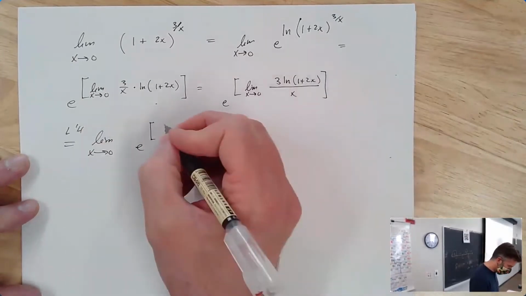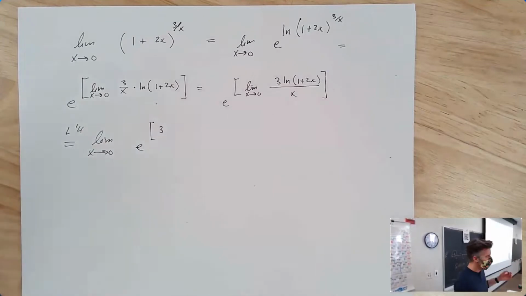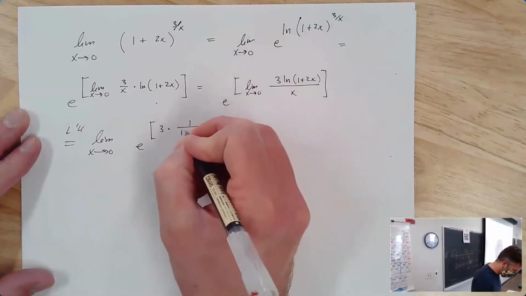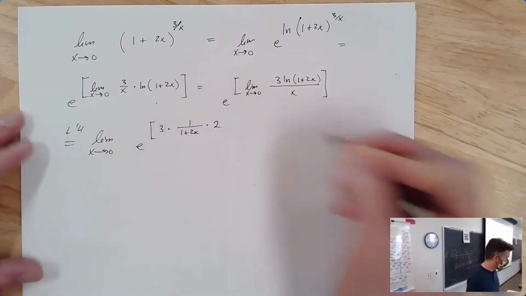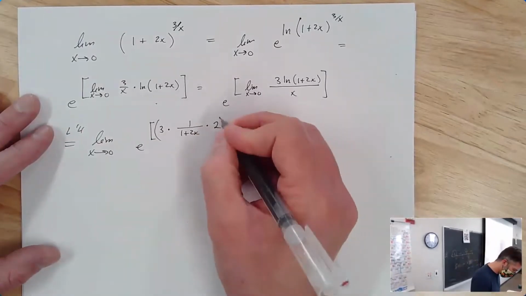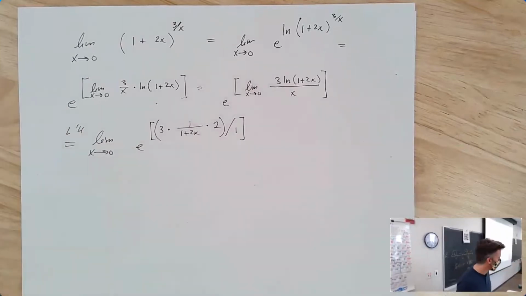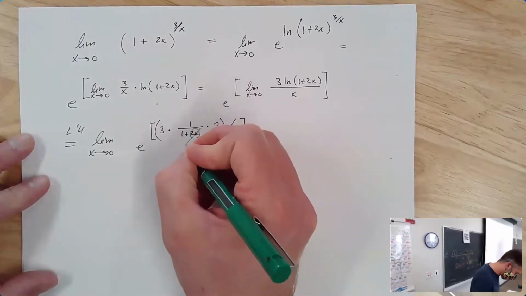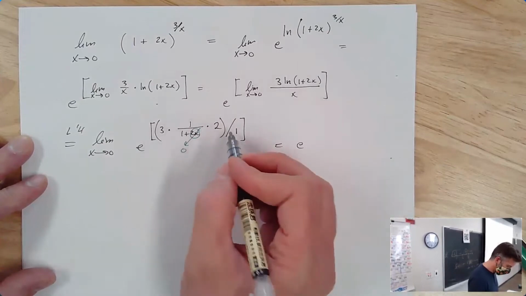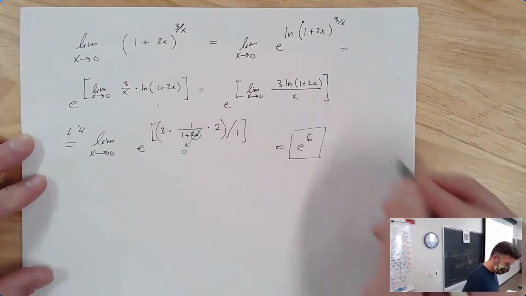The derivative of the bottom is just 1. I don't really need to write a fraction here. So the derivative of the top is 3 times 1 over 1 plus 2x times the derivative of 1 plus 2x, which is 2. All over 1 if you really like. All right, 2x goes to 0. And we're left with e to the 3 times 1 times 2, which is e to the 6. There's our answer.